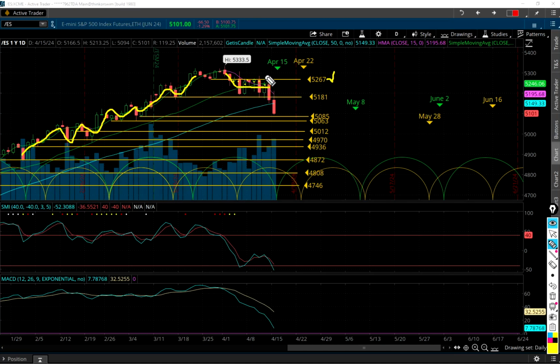Then that day right there, it finally could not muster enough energy to get back up to it. I knew it was game on right there. The next day was a monster mash day, broke below the support of 51.81, and today, no chance. That 50-day moving average, which was about 51.50, had no chance of holding the market up and got crushed.